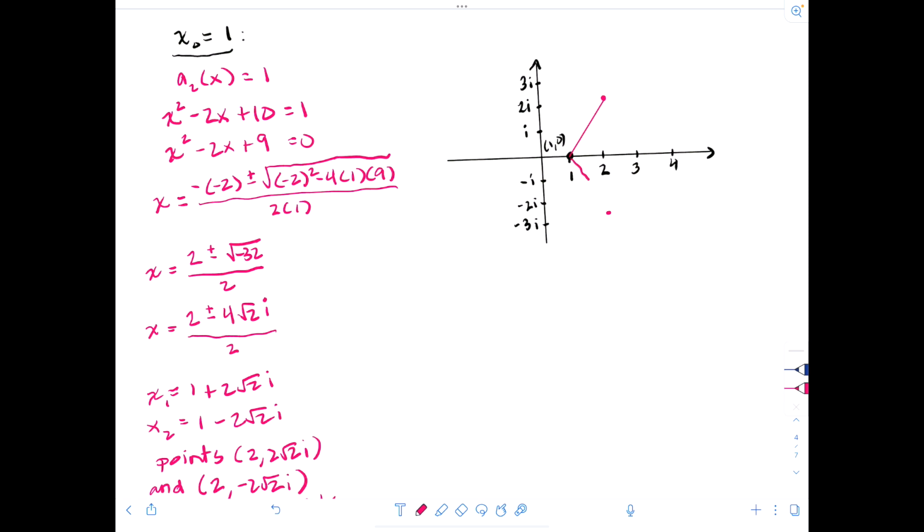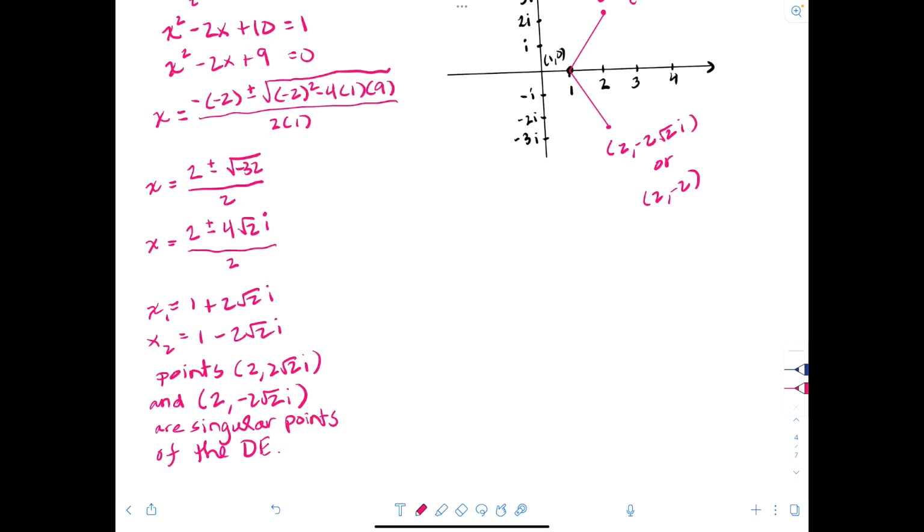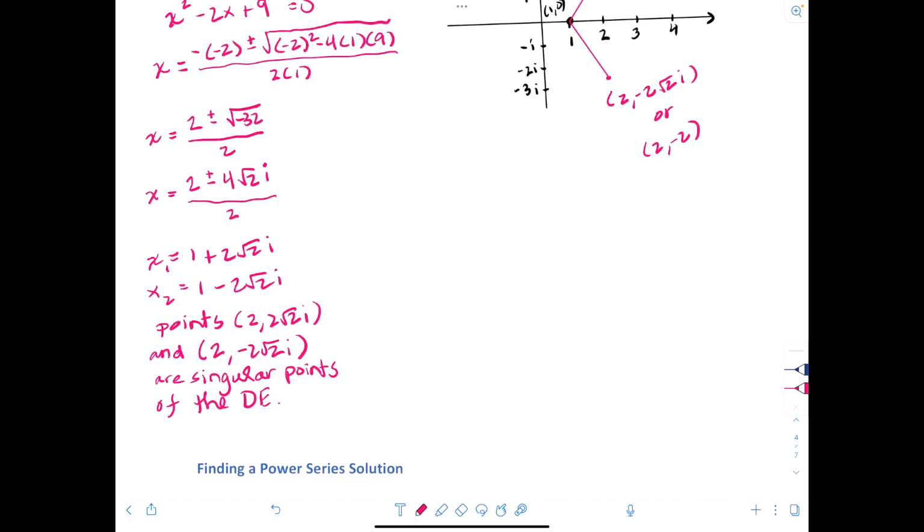And so these are the distances, right? So this ordered pair would be 2 comma 2 root 2I, or just 2, 2 root 2. And then this one is going to be 2 negative 2 root 2I, or working with 2, negative 2 root 2. Cool? All right, so let's do this.